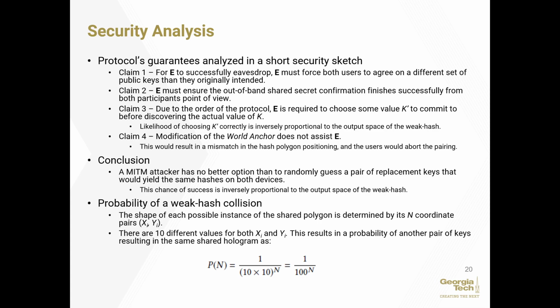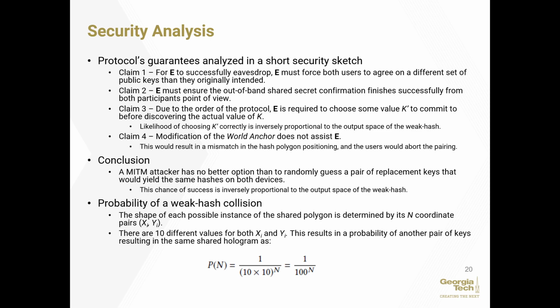The second claim is that since the attacker cannot remain undetected, if he or she tries intruding in on the last step of the protocol, the attacker must ensure that the confirmation finishes successfully from both participants' point of view. This can happen only if the weak hashes are exactly equal and the polygons are exactly equal. The third claim is that even though the entropy of the weak hash is not large, the attacker will be required to commit some value k' in step 2 of the protocol. The likelihood of choosing a k' that results in exactly the right combination is inverse to the output space of the weak hash. The attacker has no other means than this for choosing a k'.